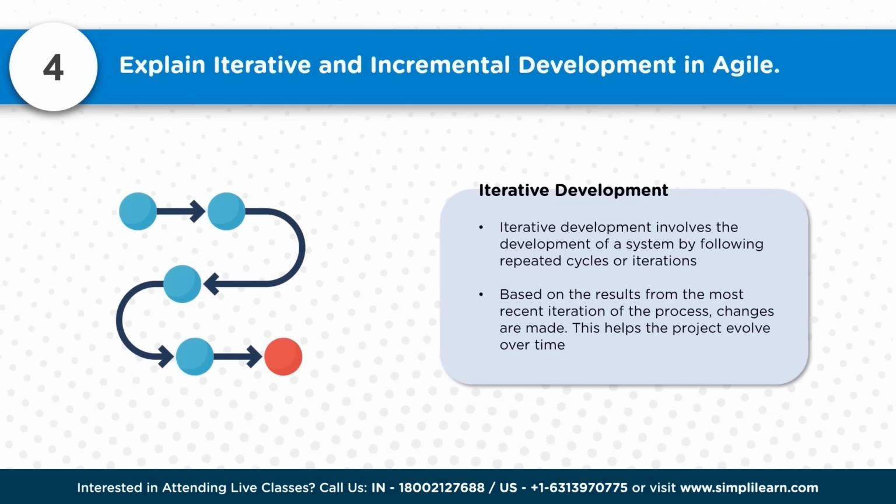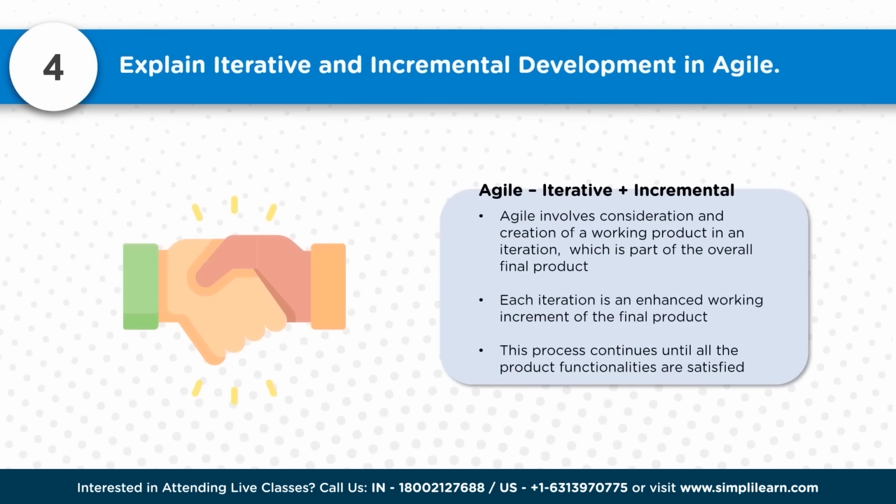It has to evolve based on the variations while progressing towards the destination or the results we are supposed to accomplish. So Agile is definitely iterative plus incremental. Agile involves creation of a working product in iterations, which is part of the overall final product. The consolidation of all the products produced in each of the iterations will become part of the ultimate product. Each iteration is an enhanced working increment of the final product. This process continues until all the product's functionalities are satisfied.